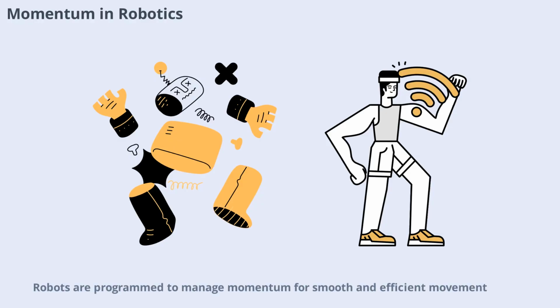Robots are programmed to manage momentum for smooth and efficient movement. Whether it's a robotic arm picking up objects or a walking robot balancing on uneven ground, understanding momentum is essential for designing effective machines.